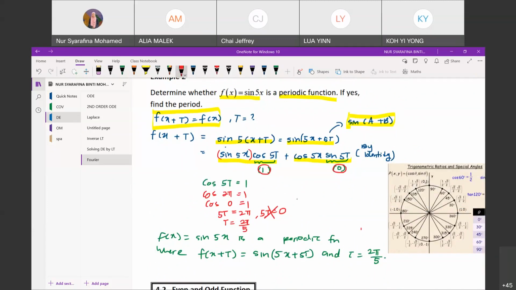And then this one, sin 5T equals 0. So sin what equals 0? We have sin pi equals 0, sin 2 pi equals 0, and sin 0 equals 0 also, right?